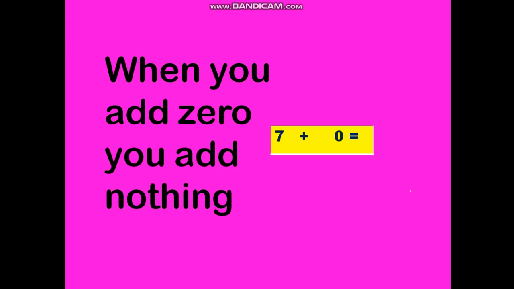Let's go on to the next one. 7 plus 0 is 7. What about the next one? Which number will I give you now? Now you should be able to understand. 8 plus 0 is 8. What will be the next number? 9. 9 plus 0 is equal to 9.